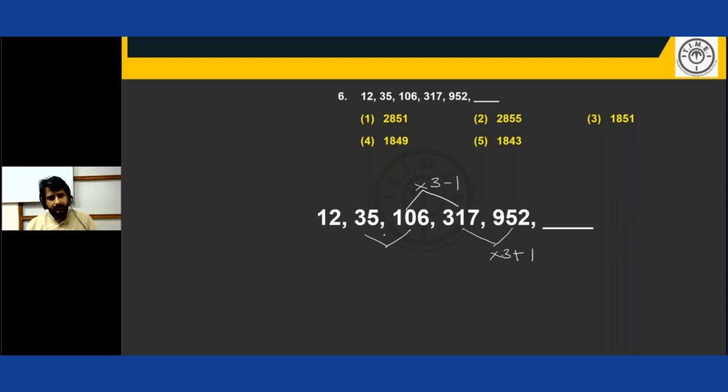35 and 106, it goes again 3 times. 35 threes are 105, but it is 106. So into 3 plus 1. 12 and 35. By observing the above pattern, you can say that it is into 3 minus 1. 12 threes are 36, minus 1. So into 3 minus 1, into 3 plus 1, into 3 minus 1, into 3 plus 1. So alternately into 3 minus 1, alternately into 3 plus 1. So 952 into 3 is 2856, minus 1, 2855. So the required answer is 2855. Choice 2.